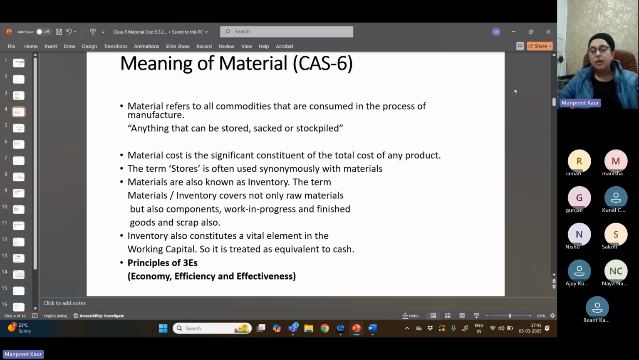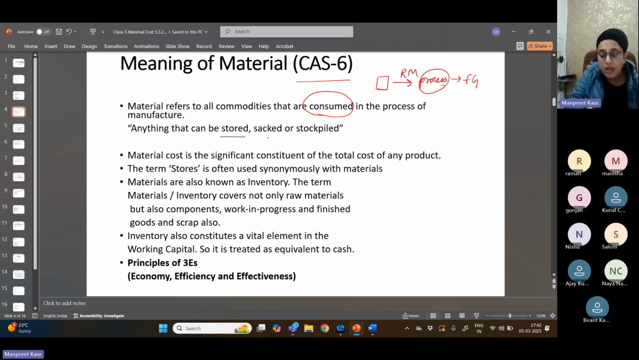Meaning of material according to CAS 6. What does a material mean? It refers to the commodities, stock. Any object that is processed or converted into finished good with the help of a material. Material is that which is consumed in the process of manufacture. Anything which is consumed in the process of manufacture is the material.